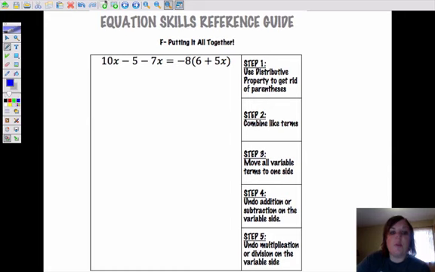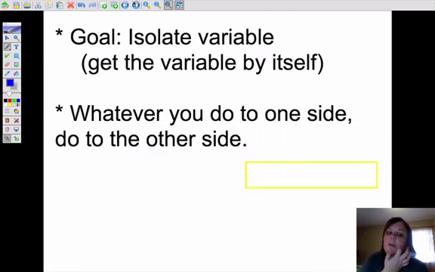Okay, so before we do that, I'm going to give you a couple of reminders that are helpful when you're solving equations. The first one is to remember that the goal of all of this is to eventually get the variable by itself, or to isolate the variable. So if your variable is x, you want to end up with x is equal to something. That's how you know you're done. You want to find out what x is. The second thing to remember is that whatever you do to one side, you have to do to the other side of the equation to keep things balanced.